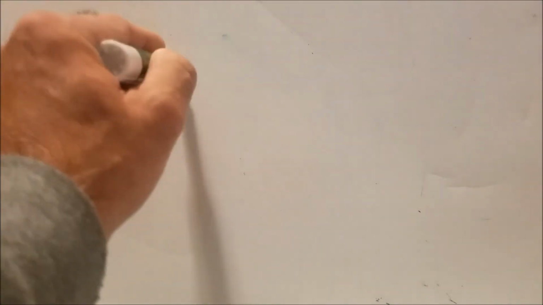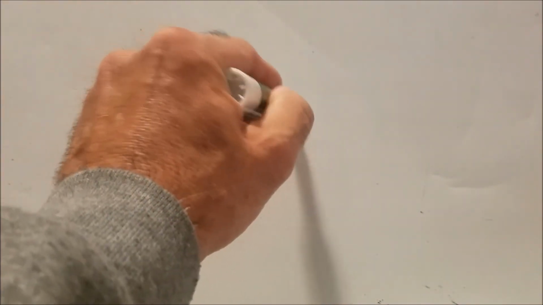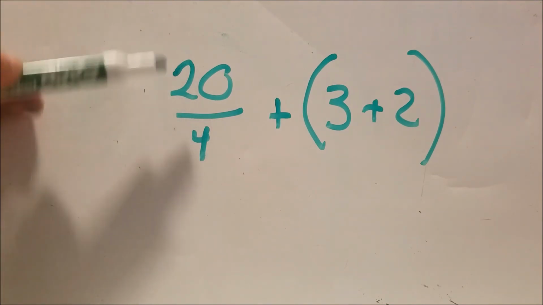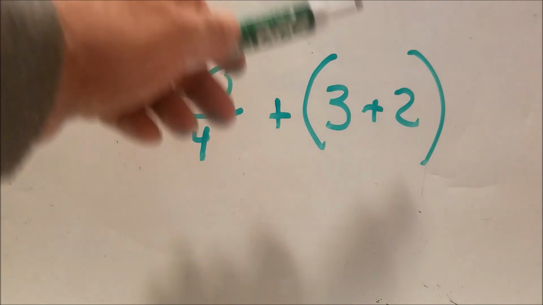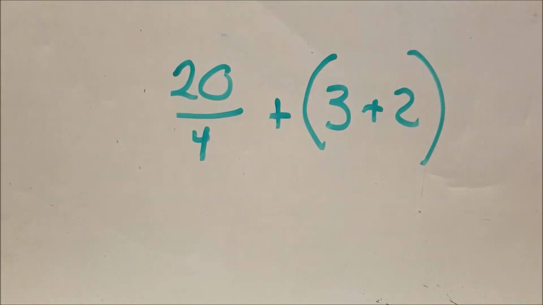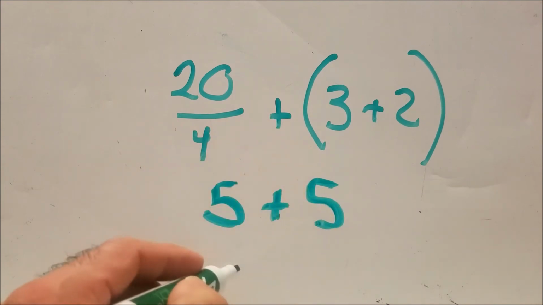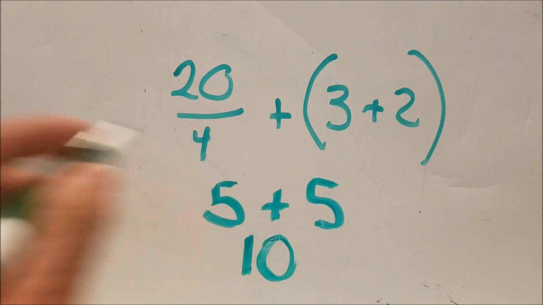So let's say we had this. You had this question. All right. What is the expression? Well, what is this? This is a fourth of 20 added to the sum of 3 and 2. So let's evaluate this. What would this answer be? Well, this is going to be 5, and that's 5. The answer would be 10.